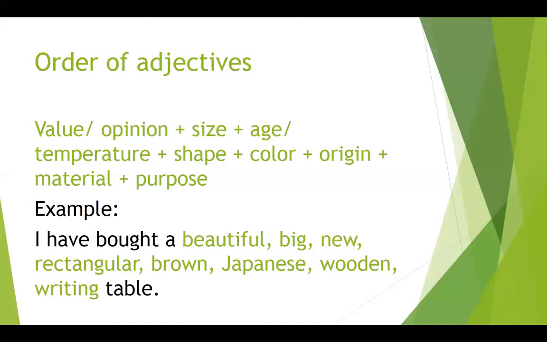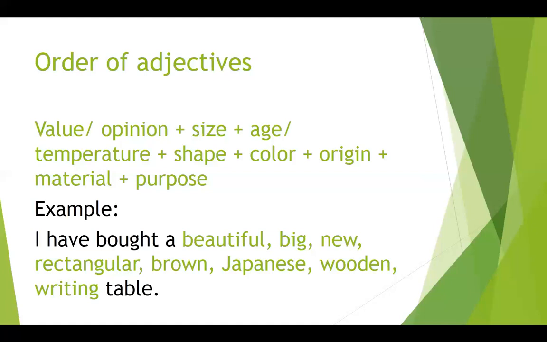Maybe you say, no, it's not. It's an ugly table. So this is value or opinion. So you can say it's not a hard and fast rule for opinion. It's up to the person who is speaking. Then size. Size is what? Big, small, tall, short. So the size of the object.